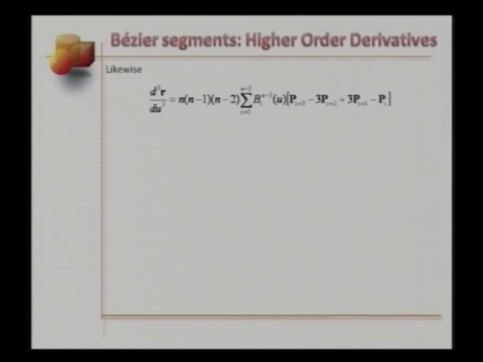Likewise, we can compute the third derivative of a Bezier segment. That is given by n times n minus 1 times n minus 2, summation i going from 0 to n minus 3, b sub i super n minus 3 times p sub i plus 3 minus 3 p sub i plus 2 plus 3 p sub i plus 1 minus p sub i. The algebra should not be very difficult. It should be straightforward. You should be able to compute and verify this result.